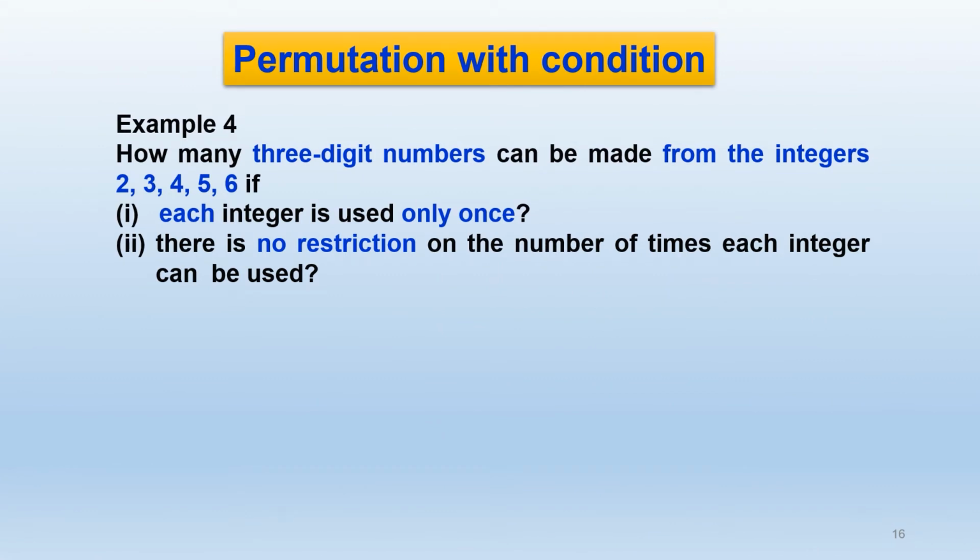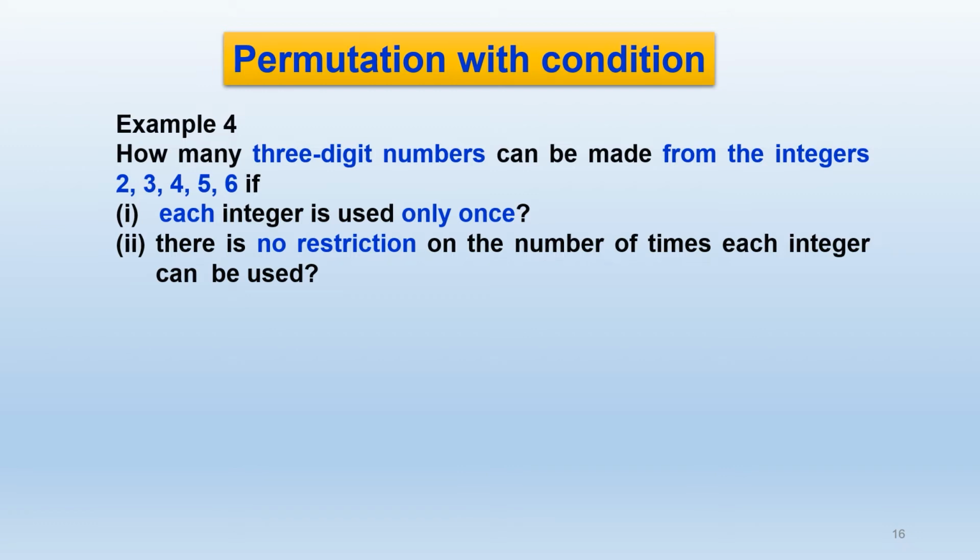Okay, how about this one? Permutation with condition. Pilih atur tapi dengan syarat. For example, how many 3-digit numbers can be made from the integers 2, 3, 4, 5, and 6 if each integer is used only once? Dia kata bersyarat dekat situ. Kenapa dia kata bersyarat? Sebab kita hendak buat 3 digit daripada 5 numbers ni. But then, dia tetapkan syarat dekat situ dengan syarat setiap daripada nombor ni cuma boleh guna sekali. Only once.